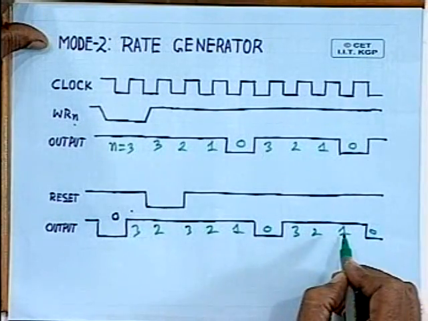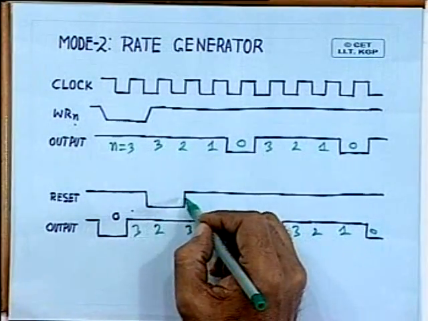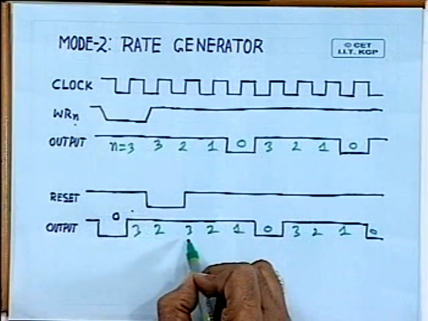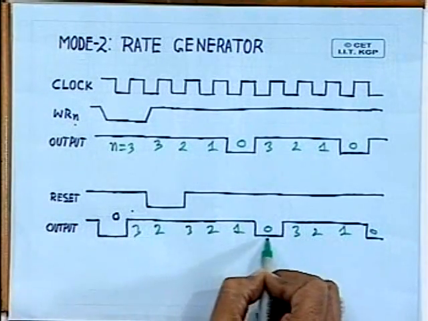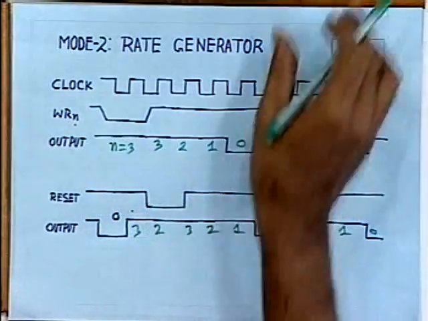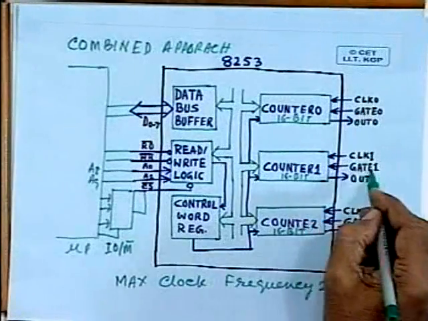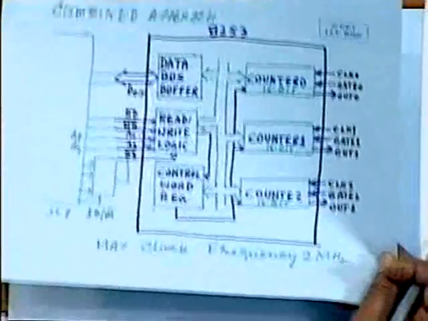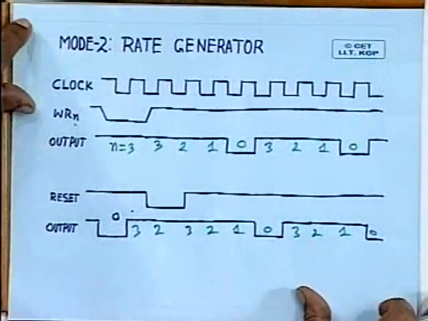It will continue. So with the help of the reset, the count value can be reset to start afresh, and after that rate generation will start. So that is the role of the reset signal, and the gate input can be used to function as the reset signal in this particular mode. This is your mode 2.